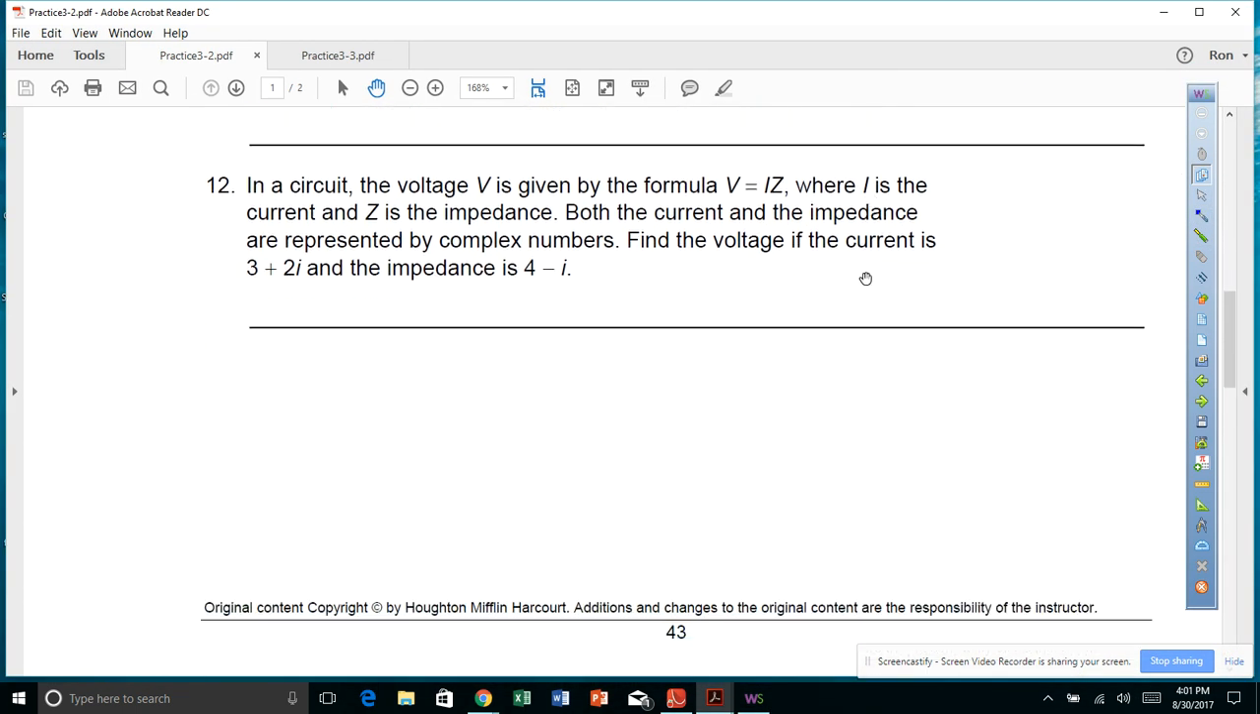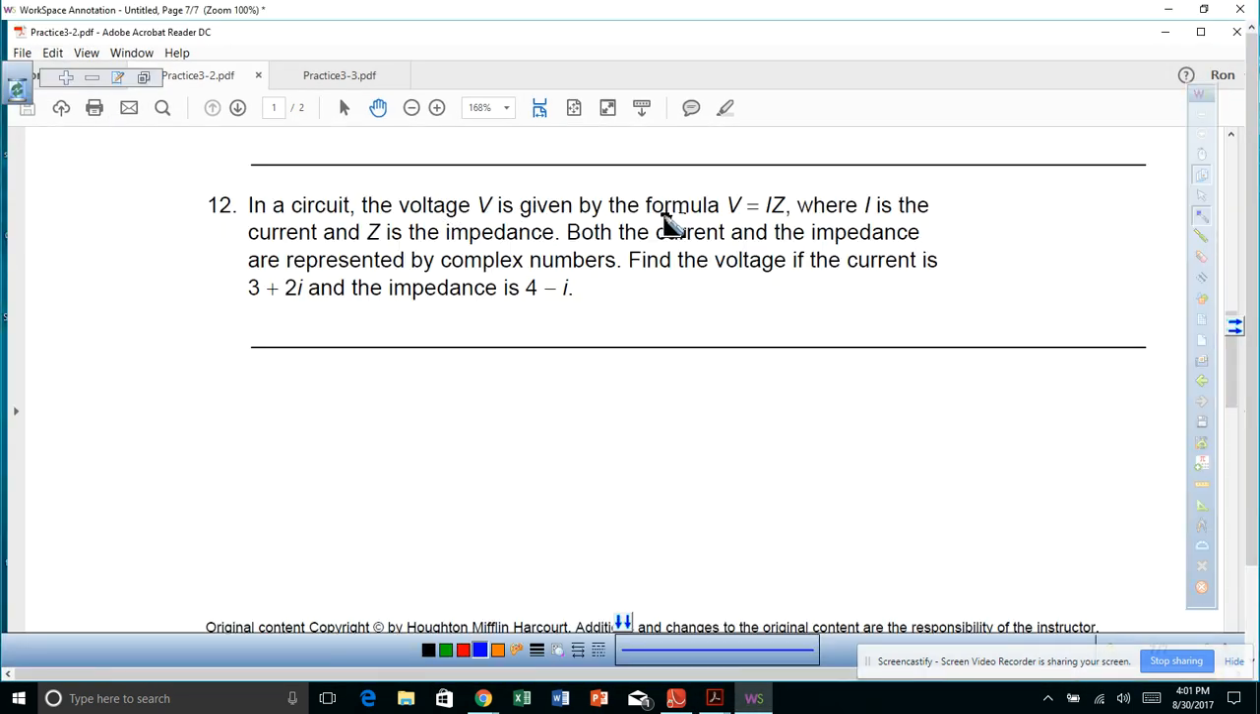Number 12. In a circuit, the voltage V is given by the formula voltage equals I times Z, where I is the current and Z is the impedance. Both the current and the impedance are represented by complex numbers. Find the voltage if the current is 3 plus 2i and the impedance is 4 minus i. So voltage equals current times impedance, which would be 3 plus 2i times 4 minus i.